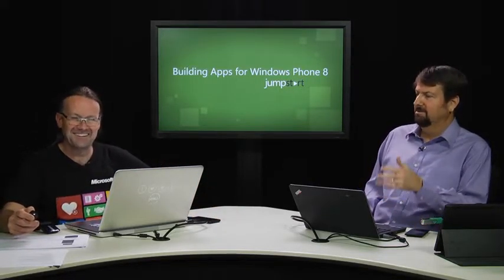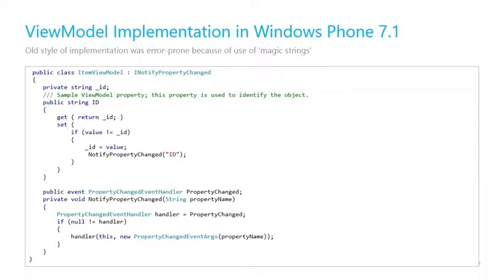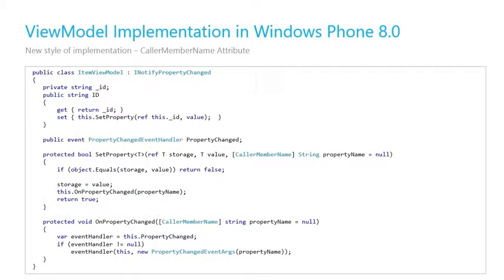All right, anyway. That code has a problem in that you could change the name. You can use the nice refactoring tools in Visual Studio and change that ID to ident, but unless you remember to go in and change the ID string in the call to NotifyPropertyChanged to ident as well, your data binding will all break down. So here's the new way in Windows Phone 8, which is a much better way of doing it.